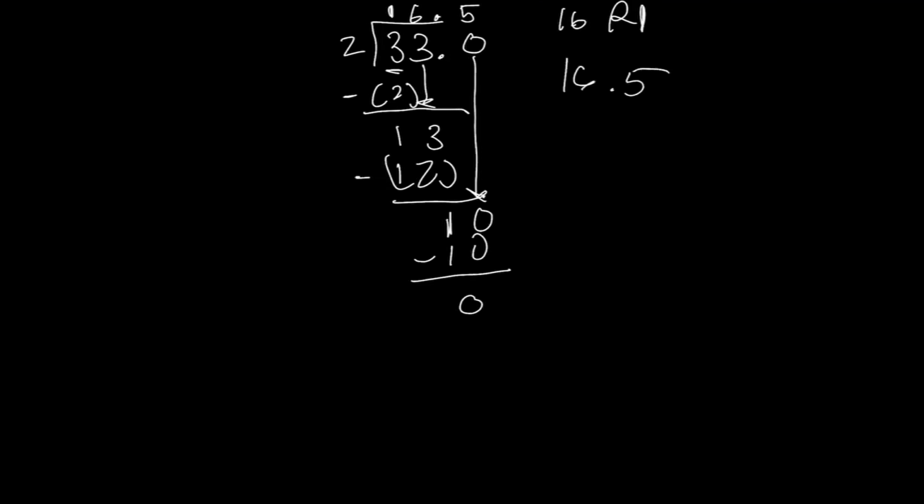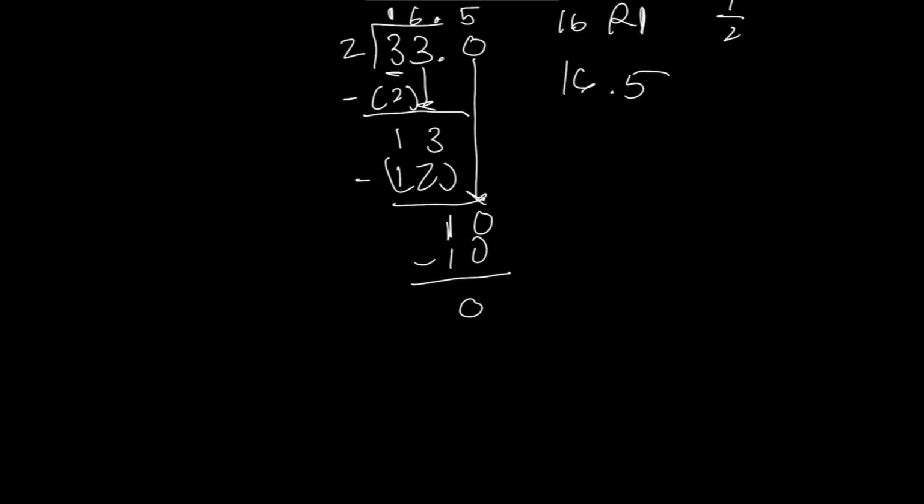Another way is if you're to do something like the grouping method, where you get 16 remainder 1, you can still do remainder 1 would be 1 over 2. All right, so I'm going to go over 2 more examples of this. So the first example is going to be 400 divided by 10.